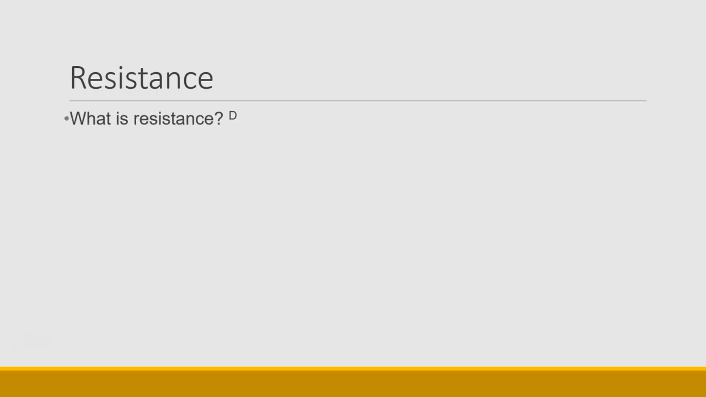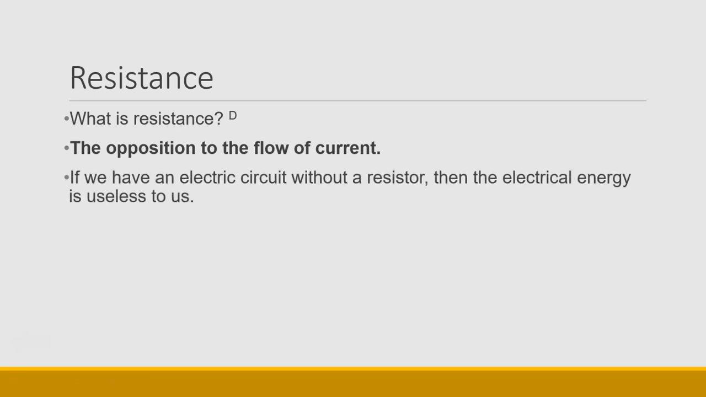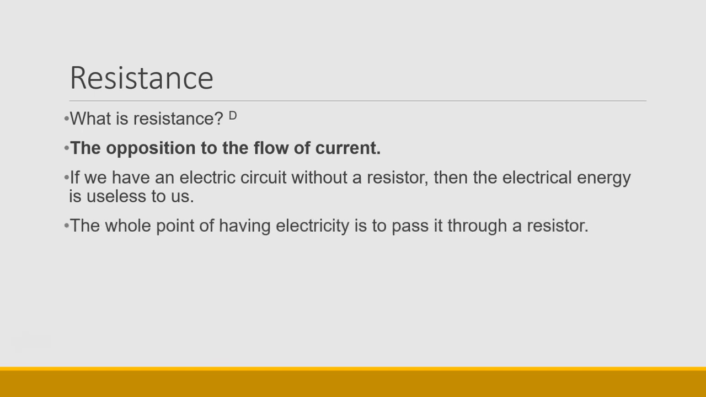So what is resistance? Resistance is defined as the opposition to the flow of current. So when the current, meaning those running electrons, come across a circuit component that makes it hard for them to move through, they are experiencing resistance. If we have an electric circuit without a resistor, then the electrical energy is useless to us. There's absolutely no point to having electricity unless that electricity is passed through a resistor.